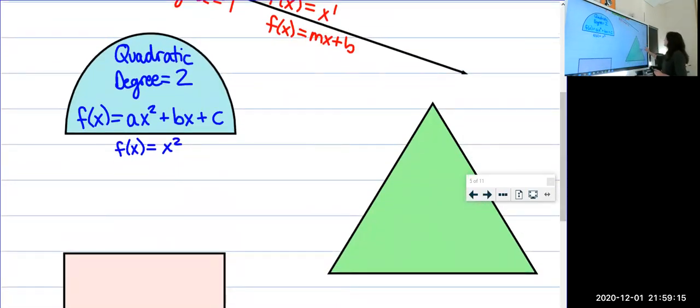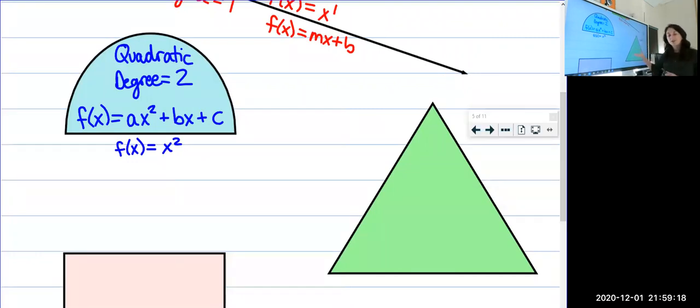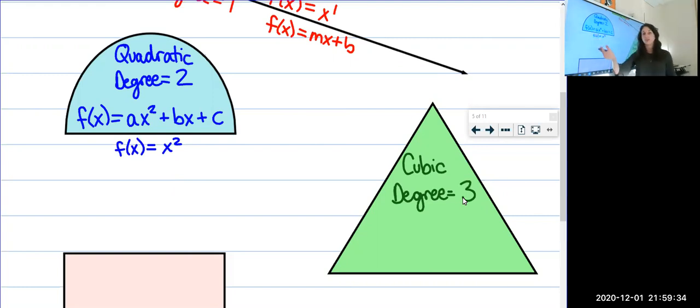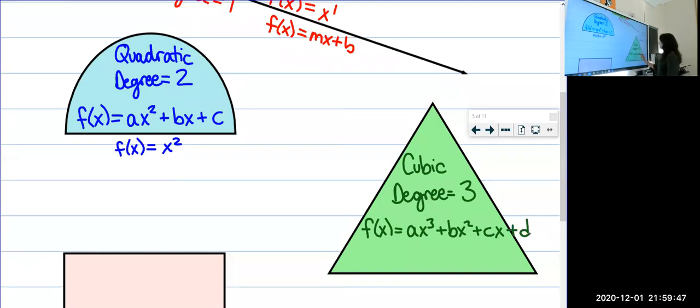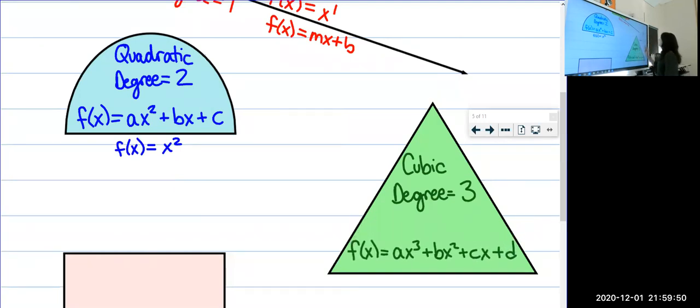Okay, now here comes some fun stuff. We're going to go to the triangle because the triangle has 3 sides. And this is called a cubic function. Anytime you have a degree of 3. The reason it's called cubic is because you're literally cubing the x. So the standard form here would be ax cubed plus bx squared plus cx plus, oh, I ran out of space, d. All right, that's what the standard form would look like. That's as big as it can get.